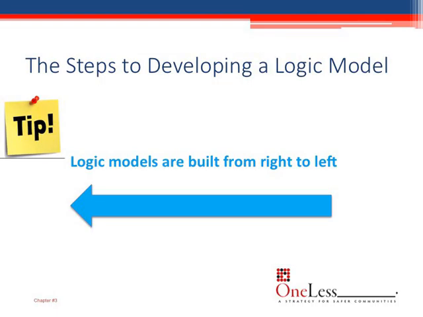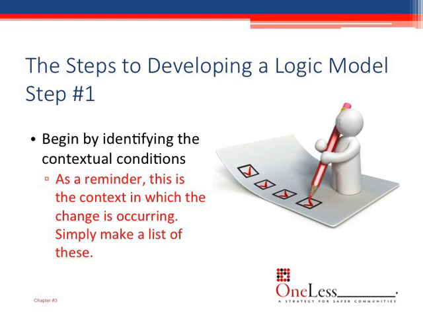And here's the first tip. Logic models are built from right to left, not left to right. So understanding that we are working from right to left, the first step in developing your logic model is to identify the contextual conditions. Now we must be clear about the fact that if you have progressed to the point where you are developing your logic model, it is assumed that you have already identified the goal of your change target. If not, you need to do this before proceeding with logic modeling.